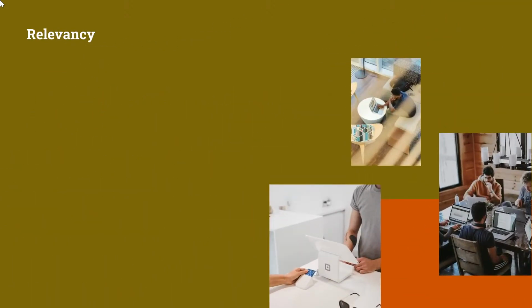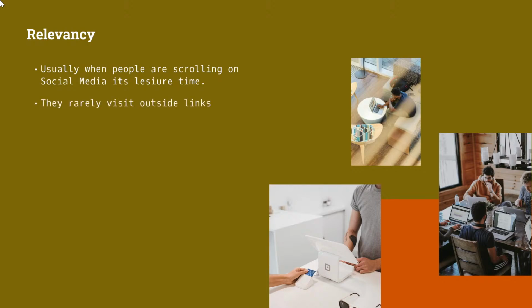And so now, why is this relevant? It's very important to understand that. First, you have to understand that usually when people are scrolling on social media, it's their leisure time. They're usually home from work, or maybe on break from work, or maybe on lunch. It's nighttime, on a toilet, in their room alone, right? And they're just having a good time, minding their business. So they're really not going to leave the platform and go visit outside links, right? The percentage of social media users that actually do that is very, very small.